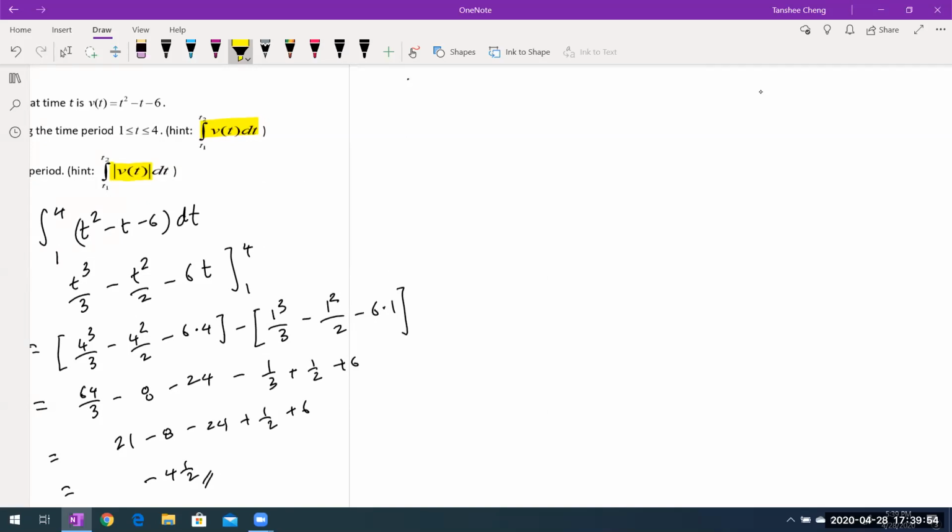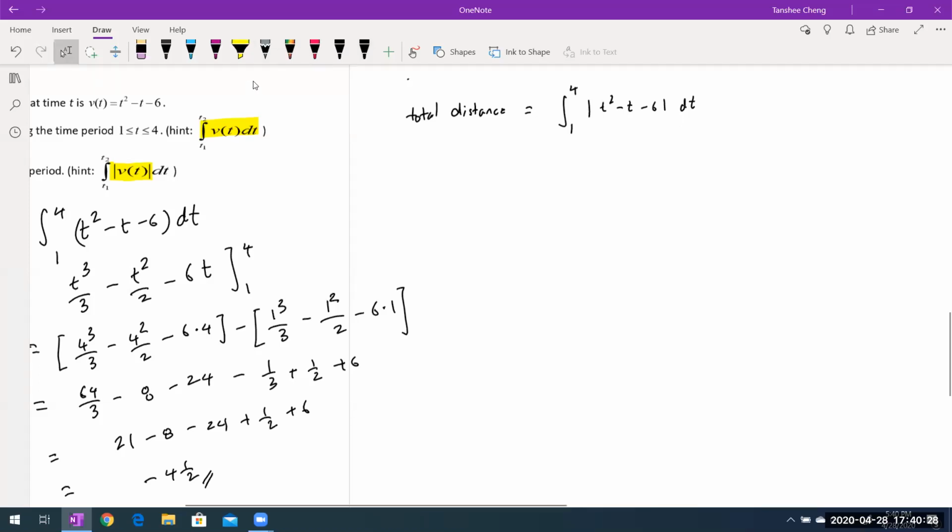In this case, what we are looking at is the distance traveled, and particularly total distance. That will be the integral from 1 through 4 of the absolute value of t squared minus t minus 6 dt. Now, this is where it's going to become very tedious work that you need to do in this case.